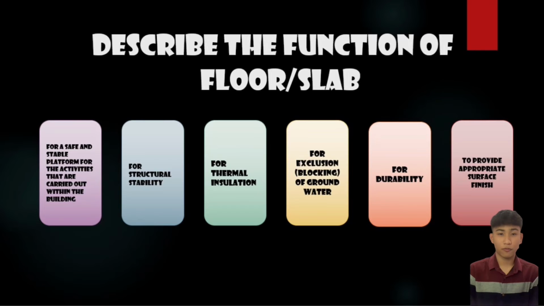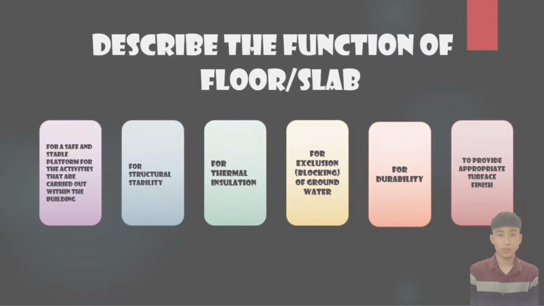Describe the function of floor and slab. Number 1. For a safe and stable platform for activities carried out in the building. Number 2. For structural stability. Number 3. For thermal insulation. Number 4. For exclusion of groundwater. Number 5. For durability. Number 6. To provide appropriate surface finish.